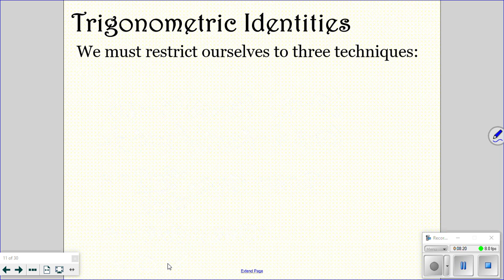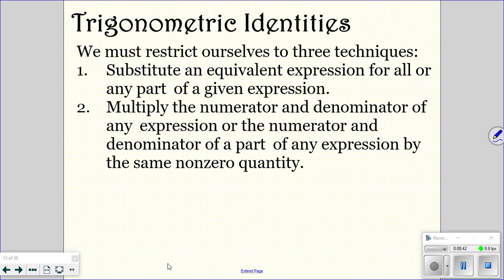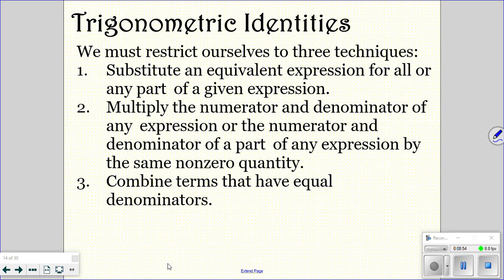Alright, trig identities. We're going to restrict ourselves to 3 techniques. First, you can substitute equivalent expressions for all or just a part of the given expression. You can make substitutions as needed, like we just substituted sine over cosine for tangent, because those are the same thing. Second, you can multiply numerators and denominators so that you can combine fractions, as long as you don't multiply by 0. And third, you can combine terms that have the same denominators. So if you've got 2 fractions and want to make them into 1, you can do that.